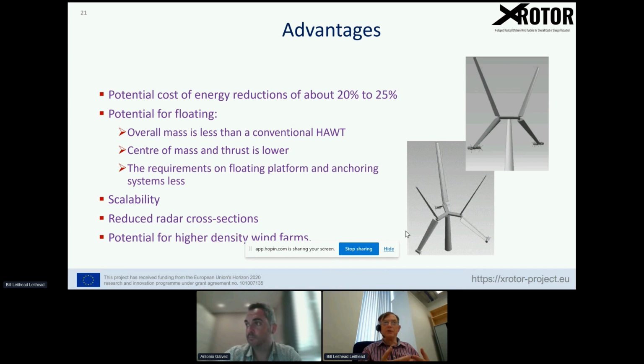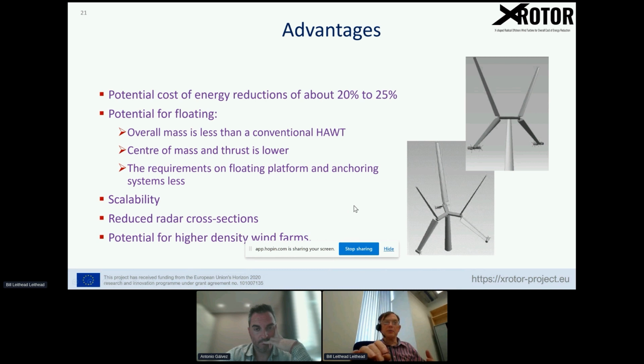For floating turbines, the overall mass is much less than a conventional one. The center of mass and thrust is lower. So the requirements, in other words the costs, for a floating platform and their anchoring systems are considerably reduced. We haven't factored that into the cost analysis, though. It's very easily scalable. There are some scaled versions shown on the right here. A three-bladed version with three single rotors would be 7.5 megawatts, and then with two single rotors applied to each of these lower blades, you've got a 10-megawatt machine. So it's scalable in quite a straightforward manner.